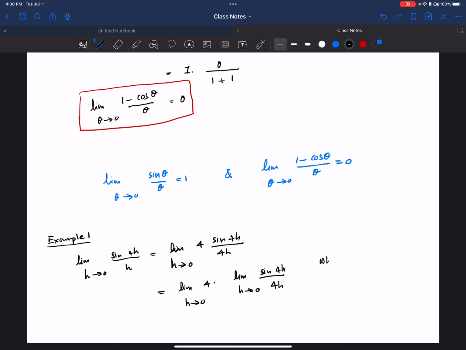Now as you know, when h goes to 0, 4h is also going to 0, right? Because 4 multiplied by a constant, 4h is equal to 0. So I can write this is just 4, and this is limit as 4h goes to 0 of sine 4h divided by 4h. Instead of h, I can write 4h, right? So this looks familiar. That's equal to 1. 4 times 1 is equal to 4. So that's the answer. Does that make sense?